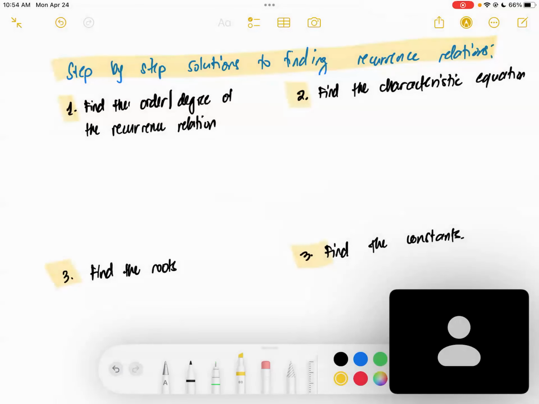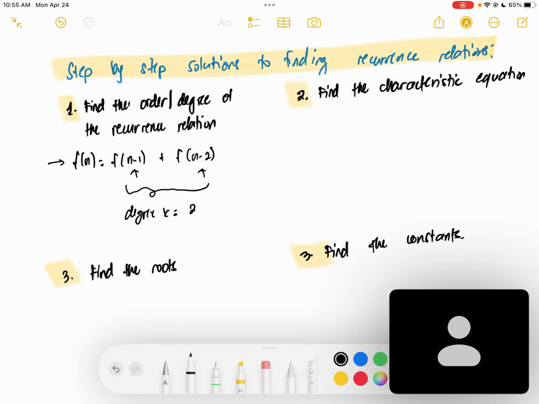First is finding the order or degree of the recurrence relation. When we say the degree of a recurrence relation, it is the largest of the previous terms that are used to define the current term. For example, if we have f(n) = f(n-1) + f(n-2), in order for us to get f(n), we need to compute f(n-1) and f(n-2). We are using the two previous terms, so we can say that its degree k is equal to 2.